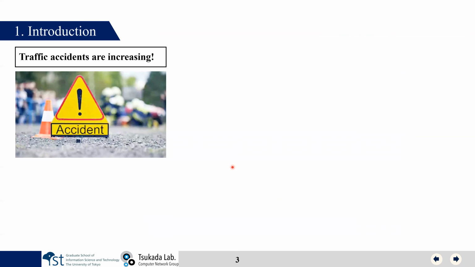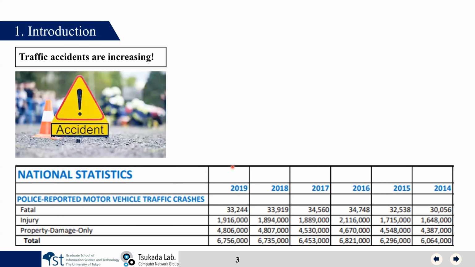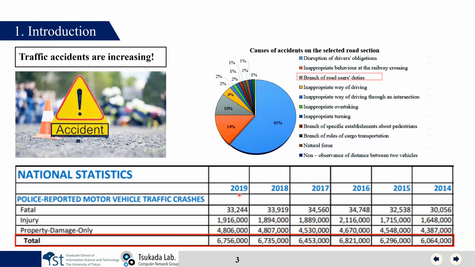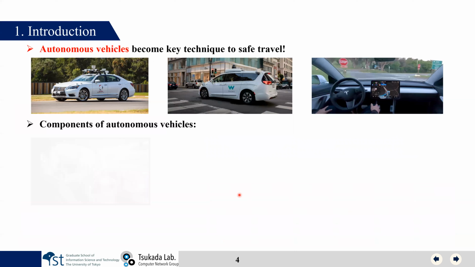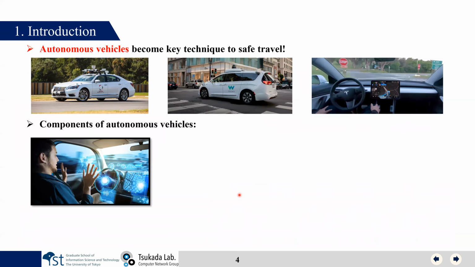In the past few years, traffic accidents have been increasing. According to this table, we can see the number of injuries increasing to 6 million in 2019, and most of the responsibility was taken by the drivers. Therefore, autonomous vehicles become a key technique to achieve the so-called safe driving.